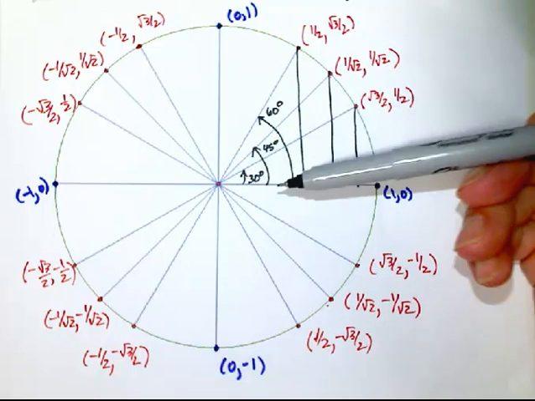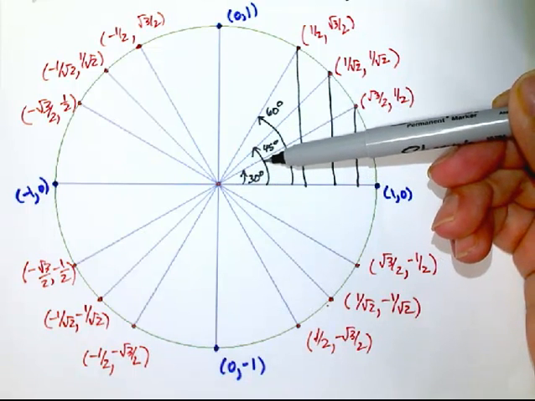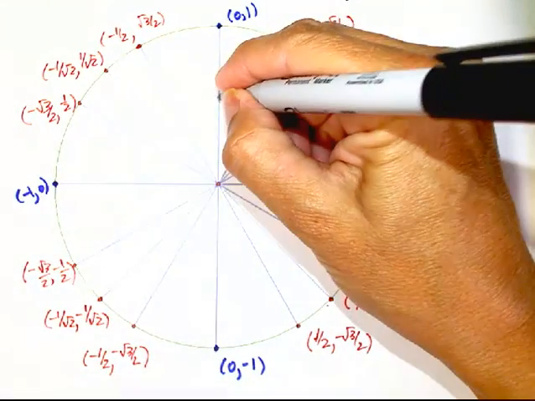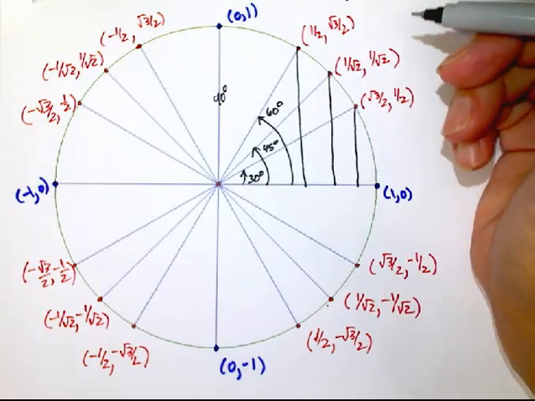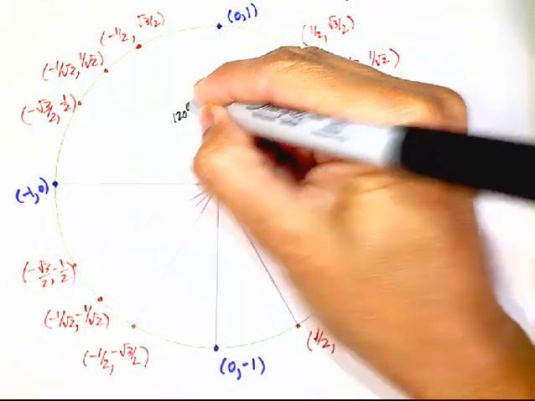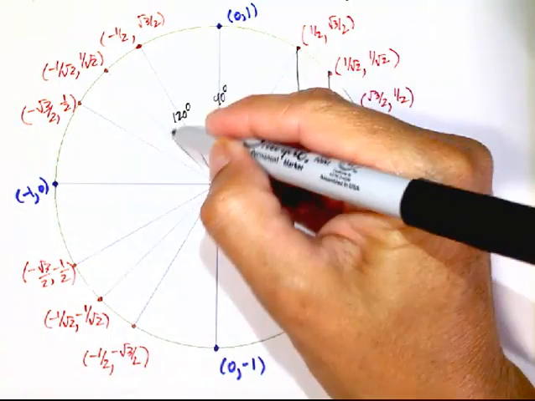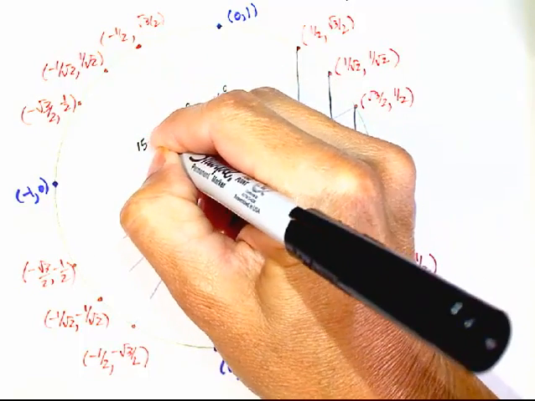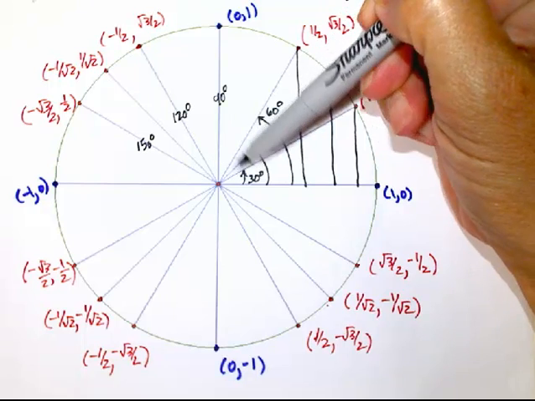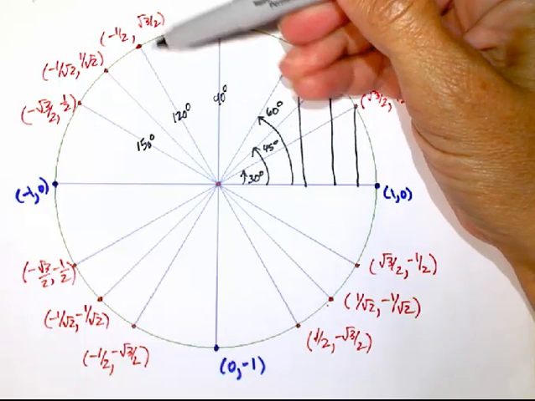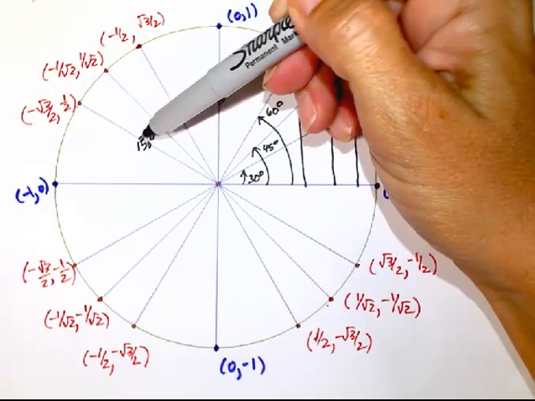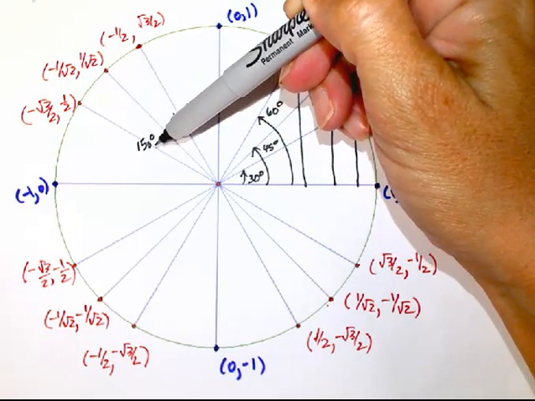So we know this first angle right here is 30 degrees. If we add 30 to it, we get 60 degrees. If we add 30 to that, we get 90 degrees. We add 30 to that, we get 120 degrees, and we add 30 to that, we get 150 degrees. So we now know that this point right here corresponds to the angle 120 degrees. This point corresponds to the angle 150 degrees.